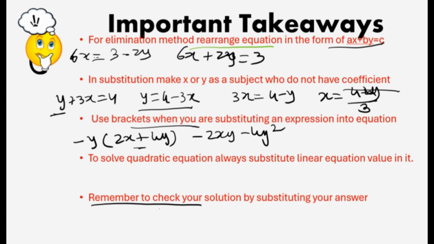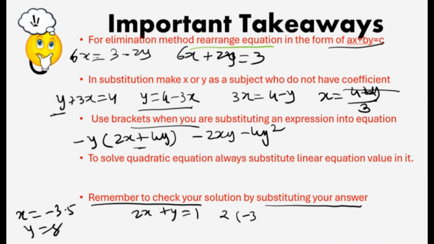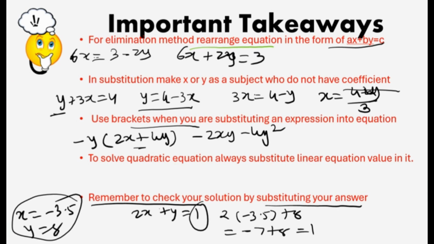Remember to check your solution by substituting your answer into the equation. For example, I have x is equal to minus 3.5 and y is equal to 8. And my equation is 2x plus y is equal to 1. So 2 into minus 3.5 plus 8 gives me minus 7 plus 8, which is equal to 1. It means I got the same answer, so that tells me the solution I have found is correct. So in the exam, if you recheck this way, that will make sure your answer is correct.